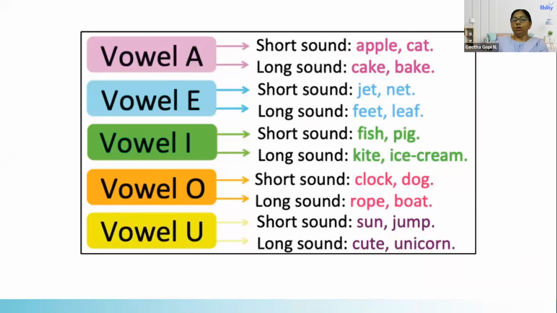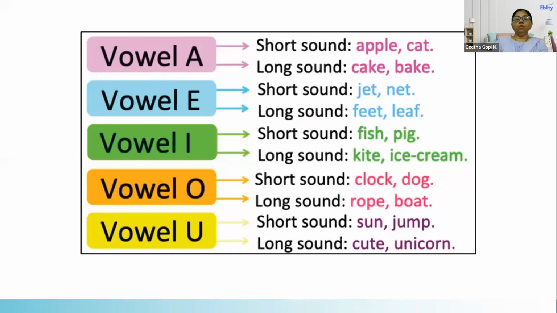Same with the vowel E. The short sound is E, as in elephant or egg, whichever you use as a clue picture. And the long sound just says the name of the letter. That is E, as in feet or leaf and so on. And here again, when we say the long sound, if you look at the patterns, you will see there are two vowels. So the first one says its name. The second one is quiet.